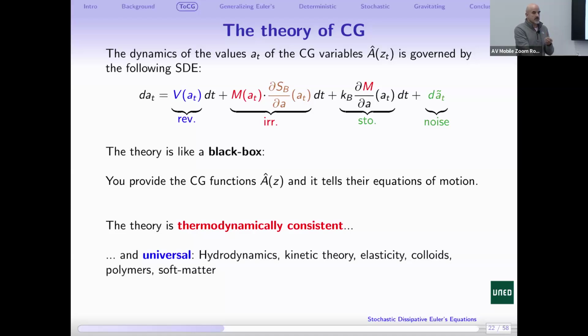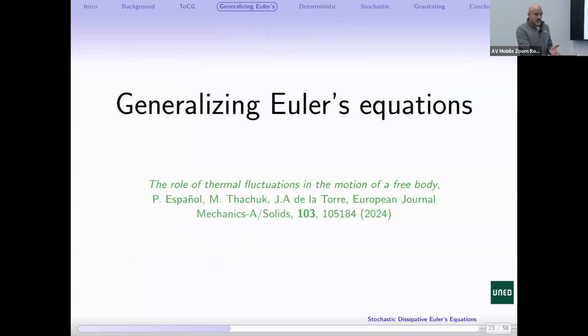And the theory is pretty universal. Hydrodynamics, kinetic theory, elasticity, all the equations in general that are Markovian, the equations where your future is given by the present and not by the past. So equations that involve ordinary differential equations or stochastic differential equations all fall into this structure. Okay, so it's a very general thing. So we are going to use it to obtain a dissipative version of Euler's equations.